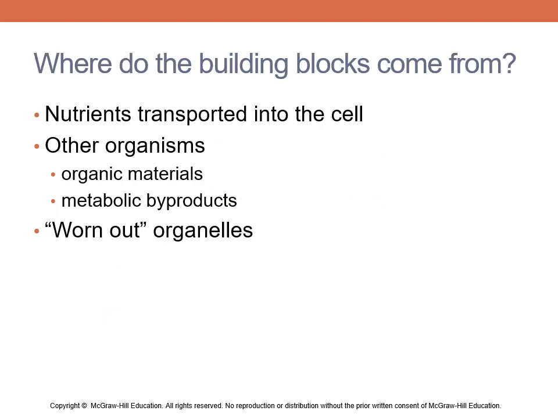Organisms take in nutrients from their natural environment. They themselves can be nutrients for other larger microbes, and yet other organisms feed on the metabolic byproducts of organisms they live in close contact with. Eukaryotic cells break down old worn-out organelles and use what they can salvage as building blocks to produce things the cell needs.